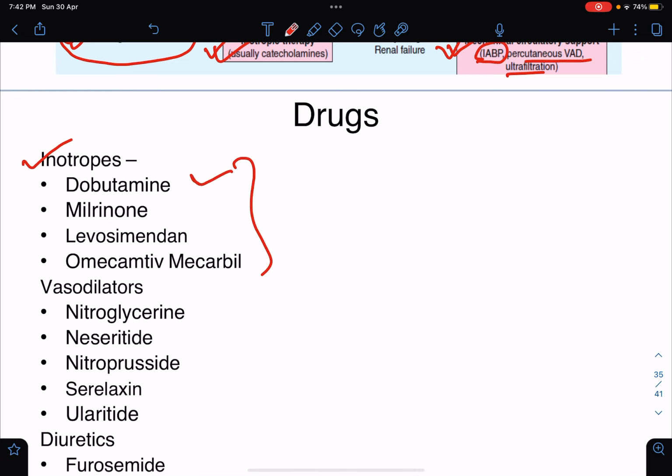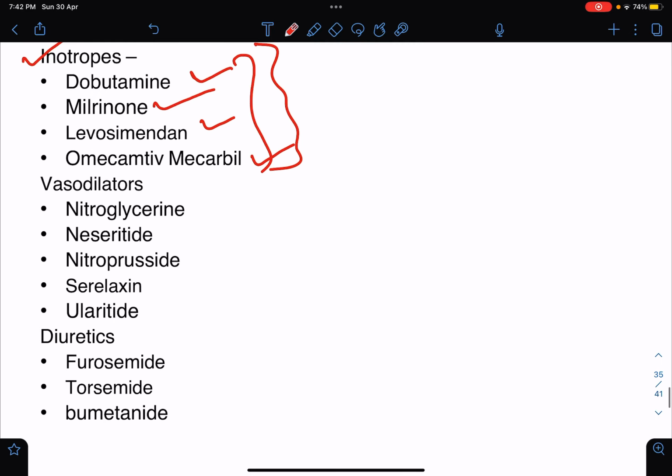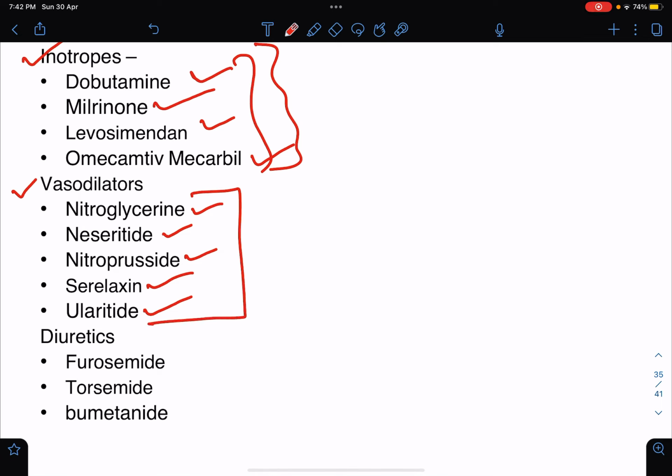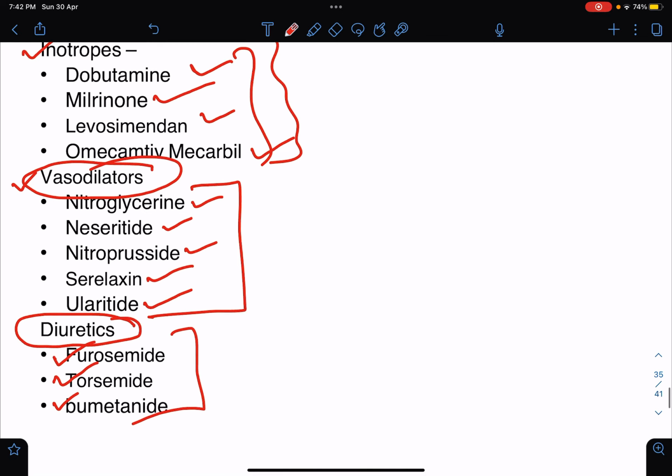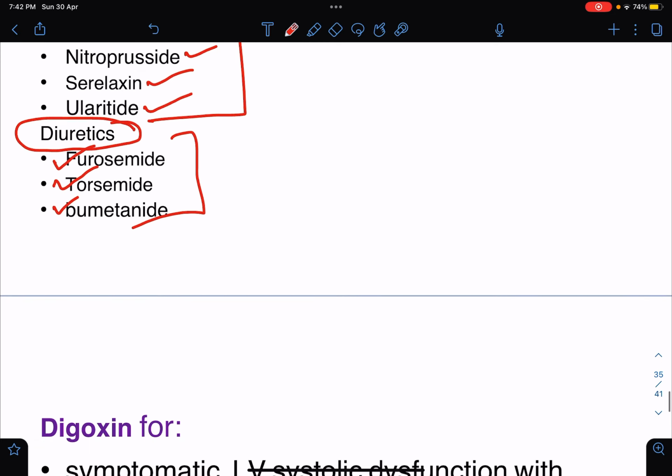So what are the inotropes we may use in case of cardiogenic shock? We may use dobutamine, milrinone, levosimendan, and omecamtiv mecarbil. So we need to remember the name of these drugs. What are the vasodilators we can use in case of acute decompensated heart failure? Nitroglycerin, nesiritide, nitroprusside, serelaxin, and ularitide. We need to remember the name of these vasodilators. And I was talking about the diuretics in case of congestive state. We can use loop diuretics like furosemide, torsemide, bumetanide for treatment of heart failure.